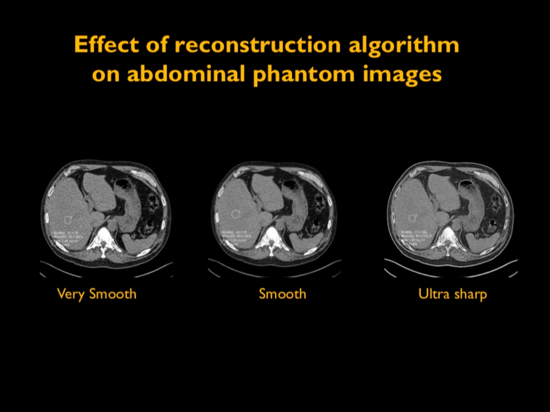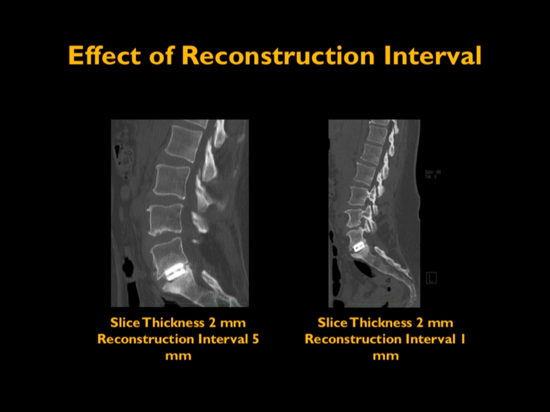That can be demonstrated here in the effect of reconstruction algorithm on abdominal phantom images. Three simulated images reconstructed with different reconstruction algorithms: very smooth, smooth and ultra sharp. In the sharp image, you can see the image is much noisier, therefore it diminishes the contrast resolution, but it can enhance the spatial resolution.